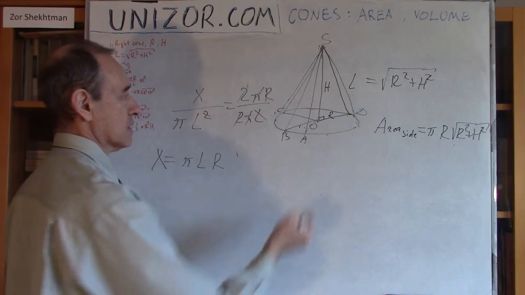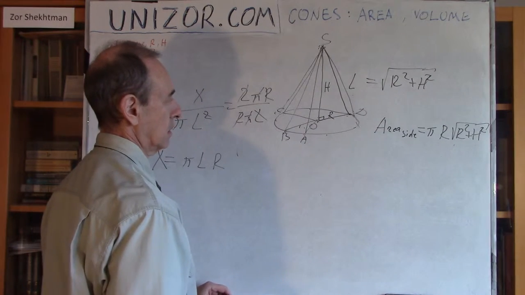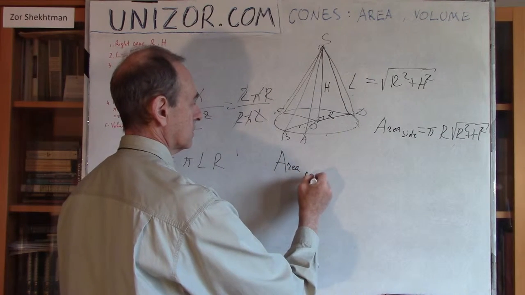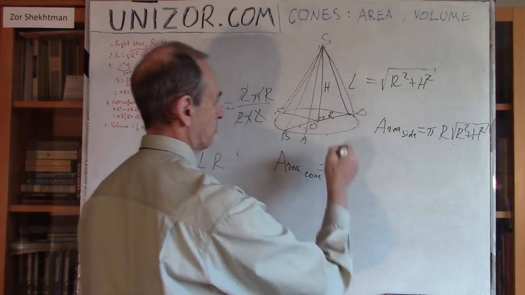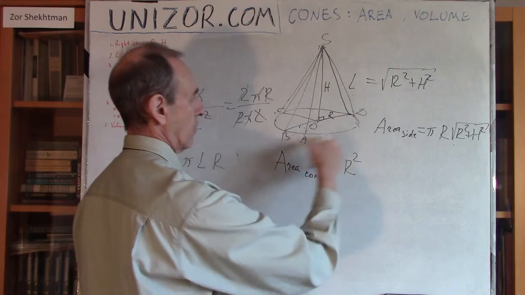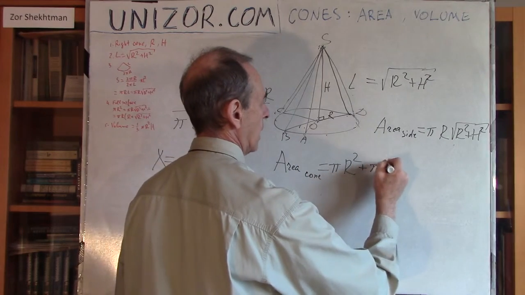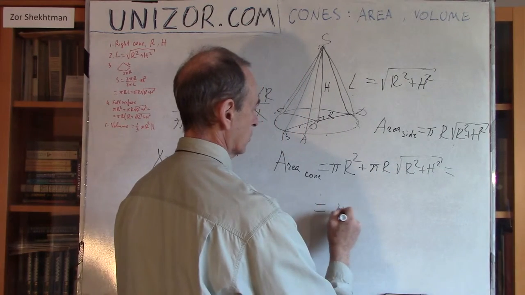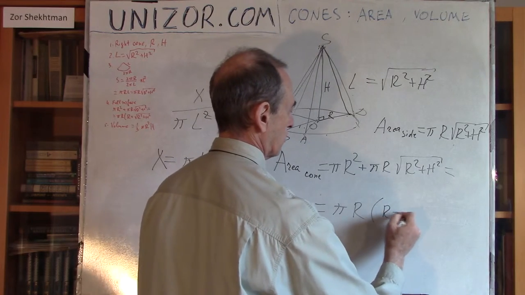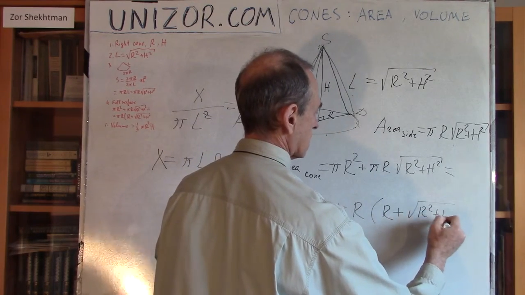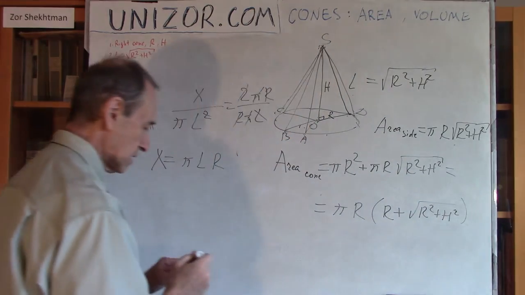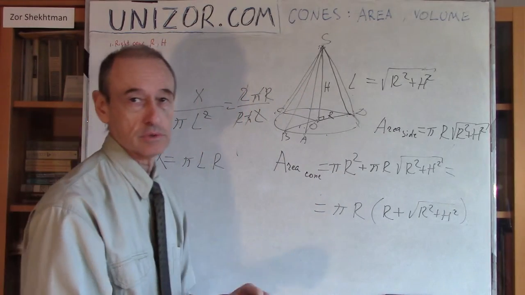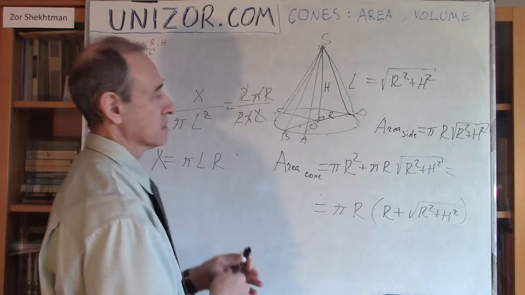Now, if I will add to this the area of the base, I will get the complete area of a cone, which is equal to pi R square, the area of the circle, plus pi R square root of R square plus H square, which is equal to pi R times R plus square root of R square plus H square. Now, that's basically the formula, which I, quite frankly, never remember, but it's relatively trivial to derive it from whatever consideration we just made.